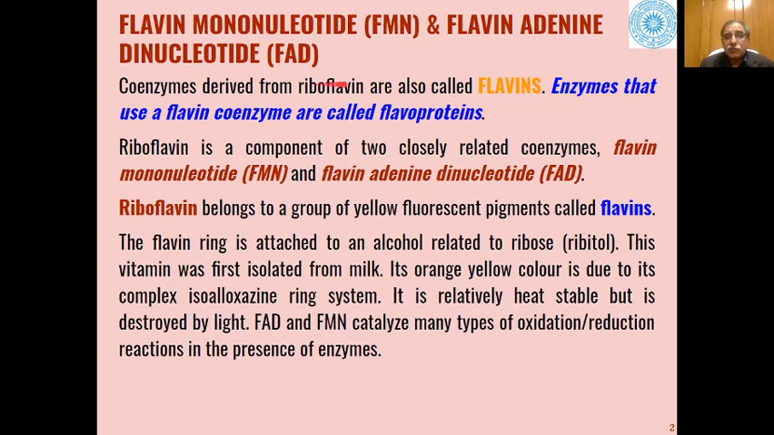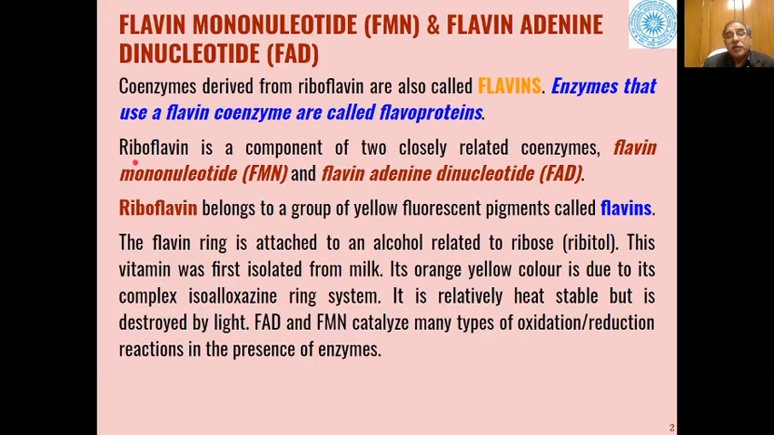So these are the two very important coenzymes which are derived from vitamin riboflavin, and they are also known as flavins. So the enzymes which use flavin as coenzyme are called flavoproteins. So flavoproteins are basically enzyme-coenzyme complexes of flavins.